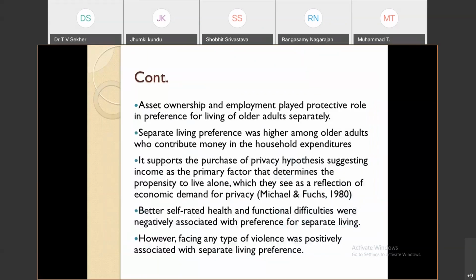So coming to these findings, we see that separate living is positively associated with employment and ownership, whereas contributing money to the household also is a positive factor which determines this separate living preference. These economic variables support the purchase of privacy hypothesis, suggesting income as the primary factor that determines the propensity to live alone, which they see as a reflection of economic demand for privacy. These older adults who have more economic or social resources sometimes prefer living alone or living with spouse only due to having more privacy, independence and authority. Whereas better self-rated health was negatively associated with separate living, as we have seen, and functional difficulties were positively associated. And facing any type of violence also is a positive factor.